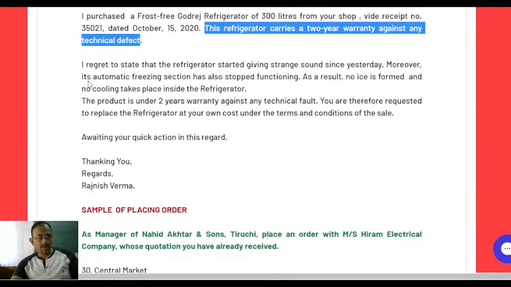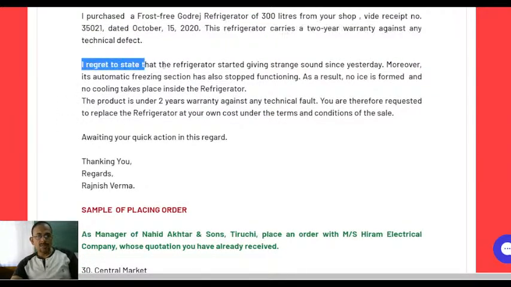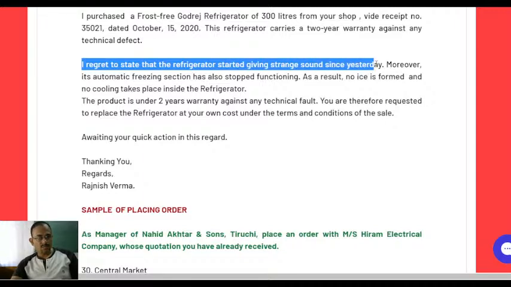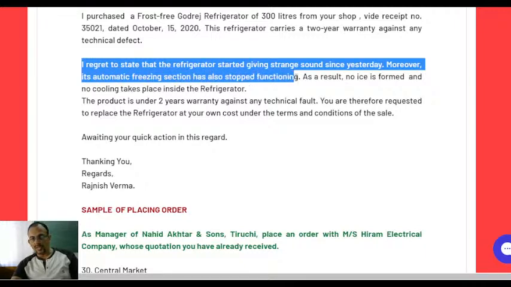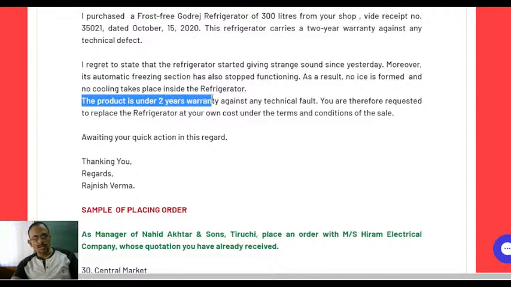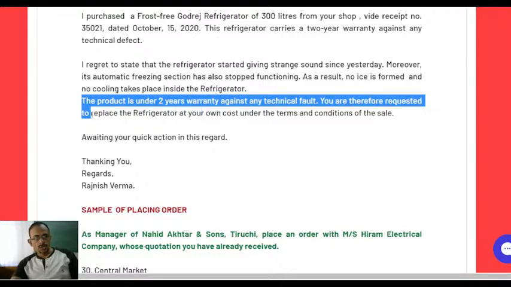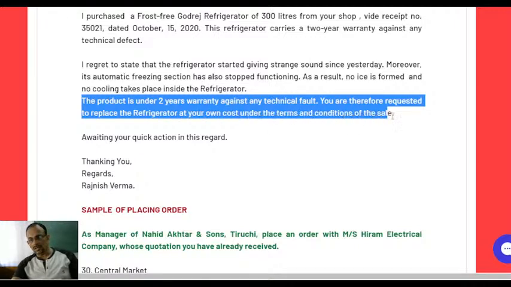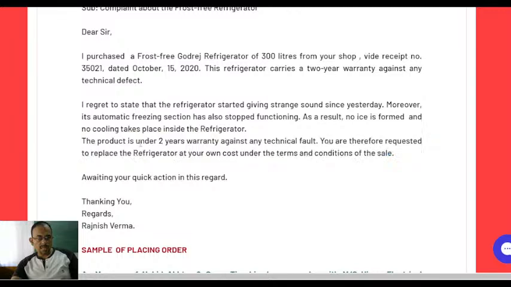Then in the second paragraph you write, I regret to state that the refrigerator started giving strange sounds since yesterday. Moreover, its automatic freezing section has also stopped functioning. As a result, no ice is formed and no cooling takes place inside the refrigerator. The product is under 2 years warranty against any technical fault. You are therefore requested to replace the refrigerator at your own cost under the terms and conditions of the sale. So this will come in the third paragraph.